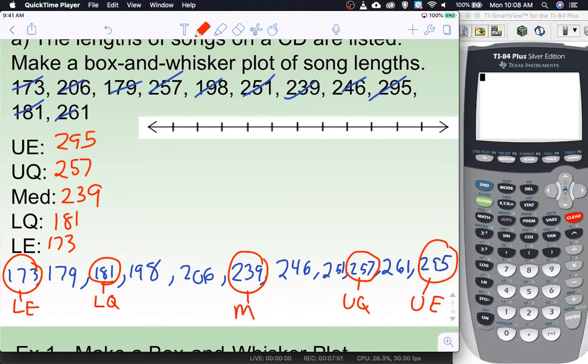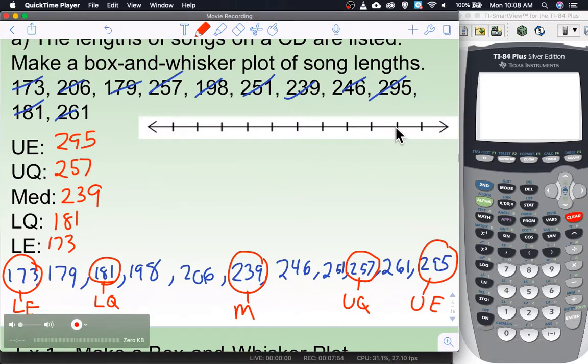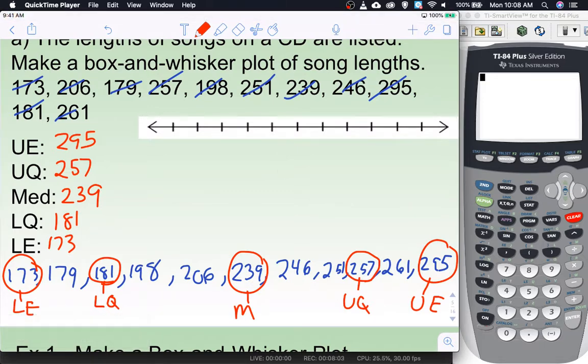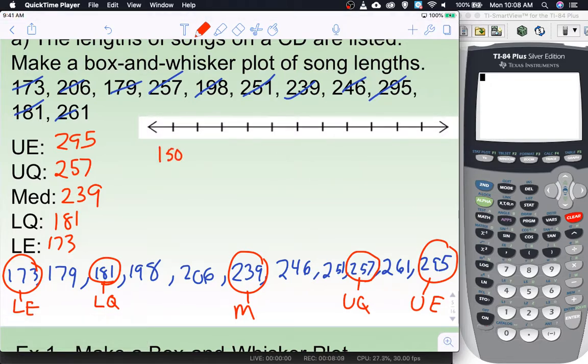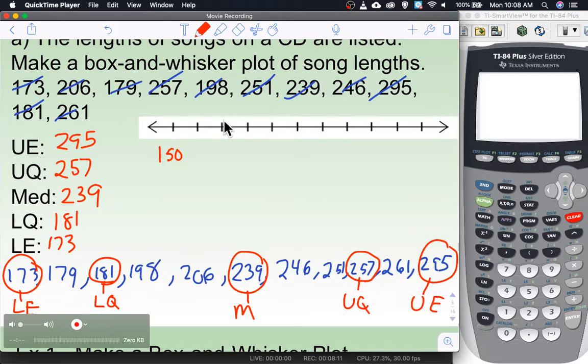Now, the next step is we need a scale on our number line. Our scale needs to go from around this area to around that area. I'm thinking counting by 25. So if I start at 150, 175, 200, 225, 250, 275, 300. That would work. I'm wasting a little space here, but I think counting by something different might not be as pretty. I might count by 30s. Would that be better? No, that'd be worse.